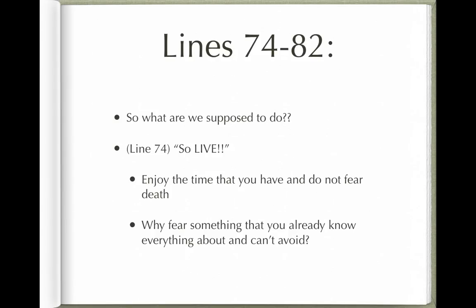Last couple of slides here, looking at the end of the poem. So the question is going to be asked, well, what are we supposed to do? And what would William Cullen Bryant want us to do as far as understanding this idea of death? His answer would be found in line 74. That would be an important line number to remember later on.